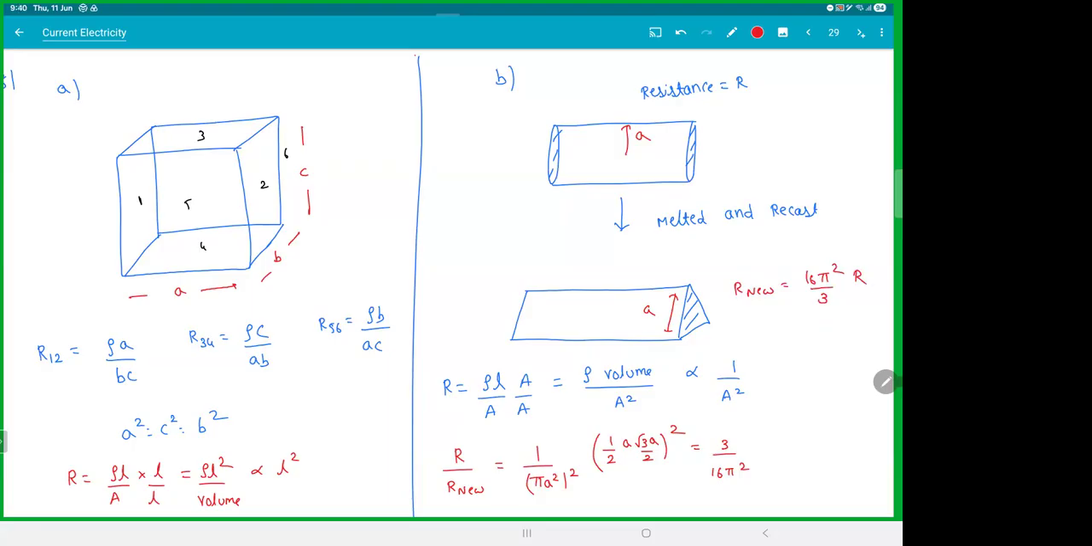Check. Clear with this? So the idea here is when you melt something, volume remains constant. Actually, from there you can find the ratio of length and do all that, but this is faster. You just modify the formula only.